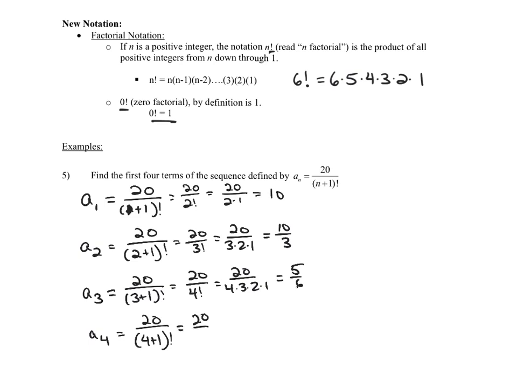And then 20 over 5 factorial. And the 5 factorial is 5 times 4 times 3 times 2 times 1. The 5 and the 4 would cross out with the 20, and you'd be left with 1/6.